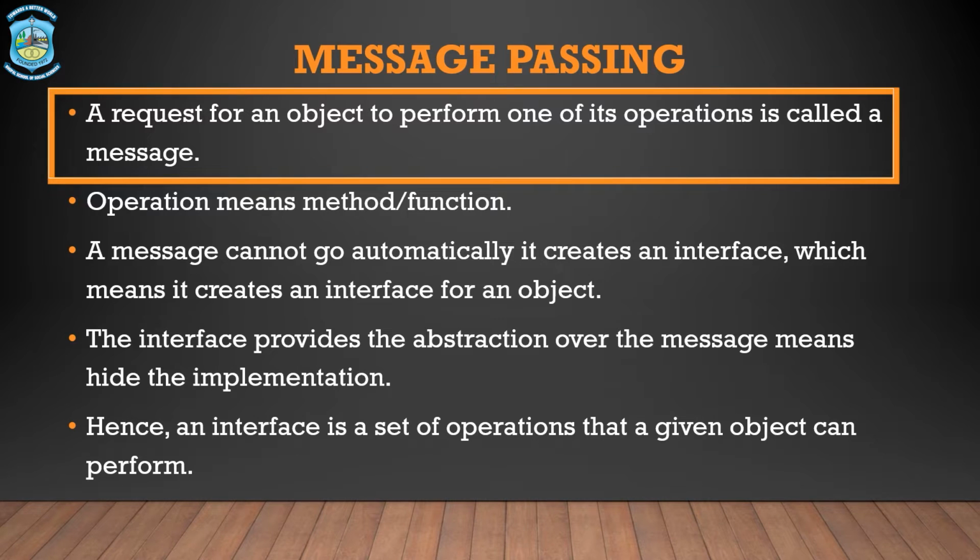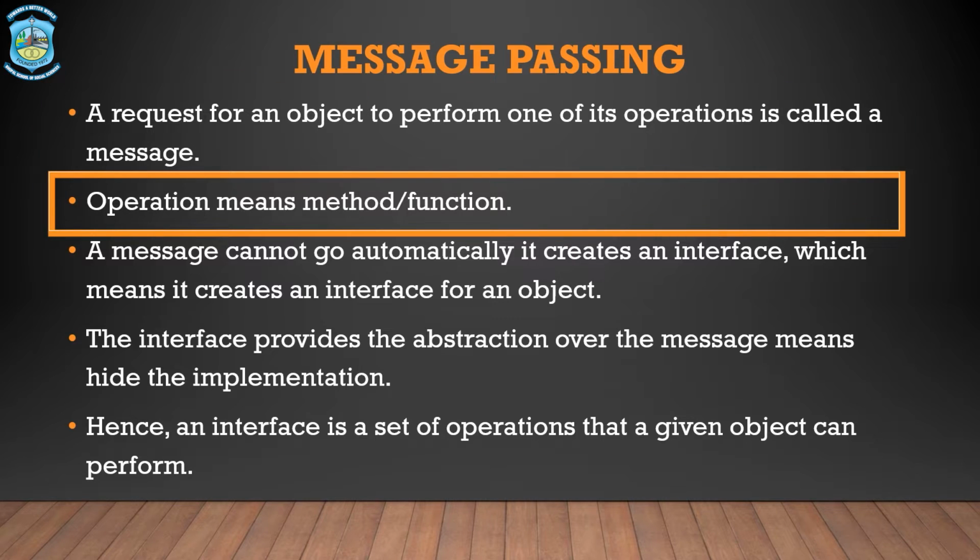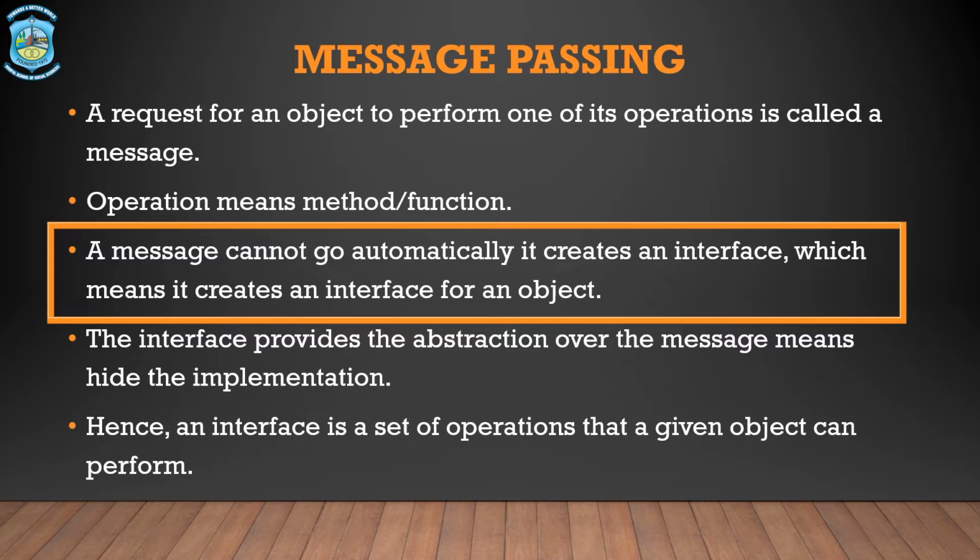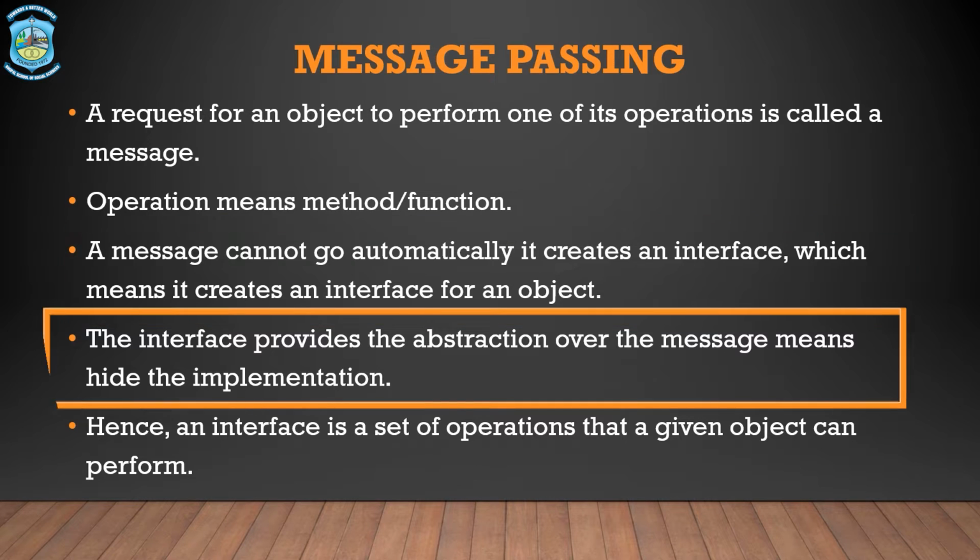Firstly, a request. A request for an object to perform one of its operations is called a message. So when we talk about a message, we are talking about a message that is being communicated between two objects by requesting a kind of communication. The second is the operation, which means it is going to invoke the method or the function. The third one is that a message cannot go automatically. It creates an interface for an object. The interface provides the abstraction over the message.